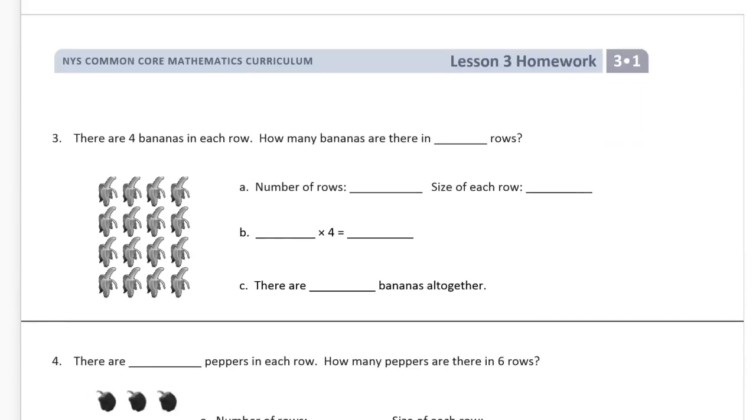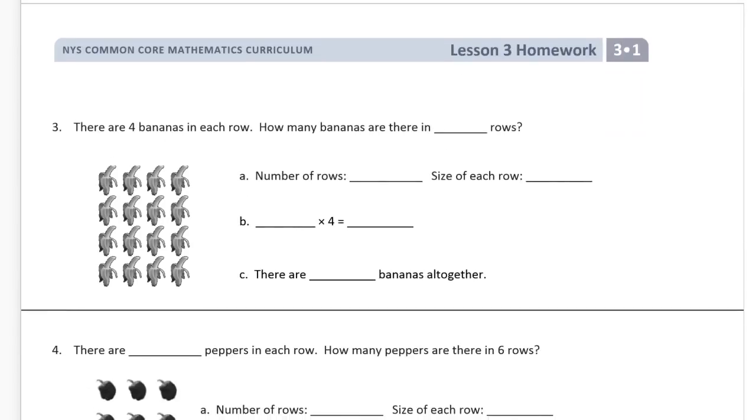Next page. There are 4 bananas in each row. Right? 1, 2, 3, 4. How many bananas are there? And there are 1, 2, 3, 4 rows. The rows go across. Number of rows, 4.